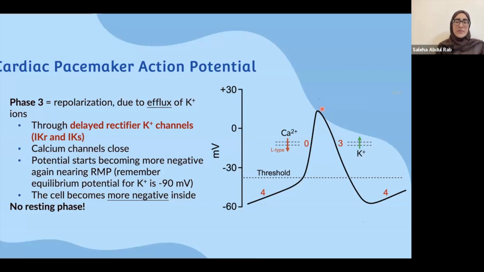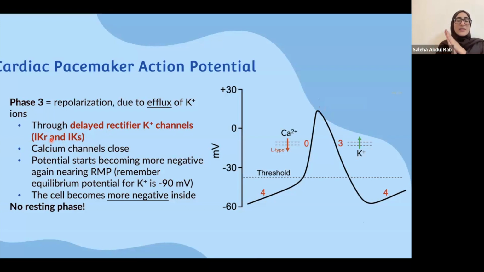In your lecture given by your doctor, this is how he refers to them, IKr and IKs. They have 2 components. Those aren't really as important for you to know. What's important for you to know here is that it occurs through delayed rectifier potassium channels.